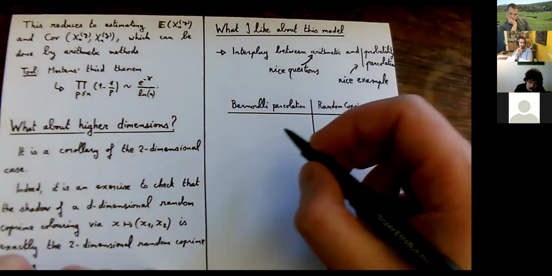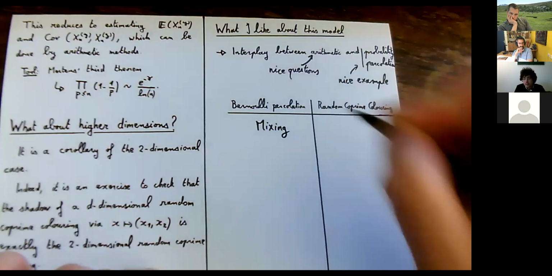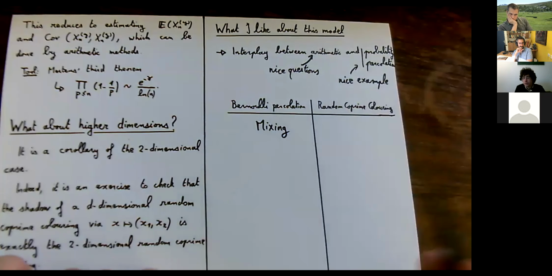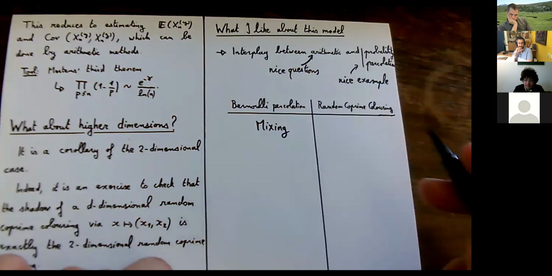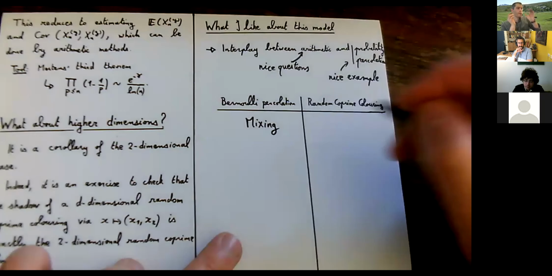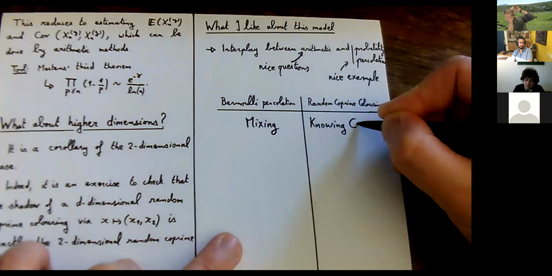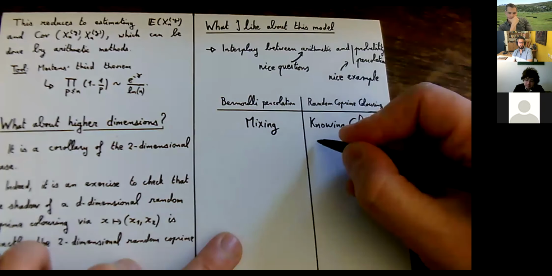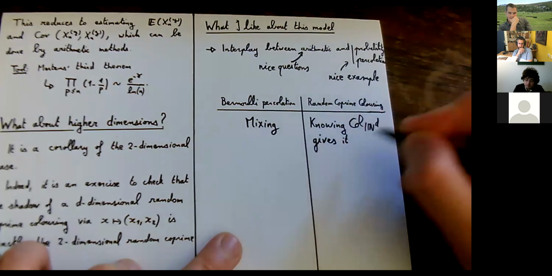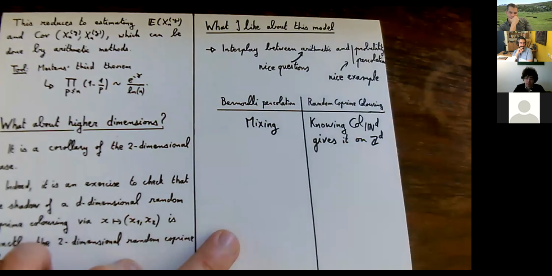And very quickly, here are a few things to say. So Bernoulli percolation and the random coprime coloring are both ergodic, but for very different reasons. In Bernoulli percolation, we have the mixing property. In random coprime coloring, it's not the case at all. Actually, if you know the coloring in restriction to half space or even [0,n]^d, then it gives it on Z^d. So knowing what happens in one half space prescribes what happens in the other.